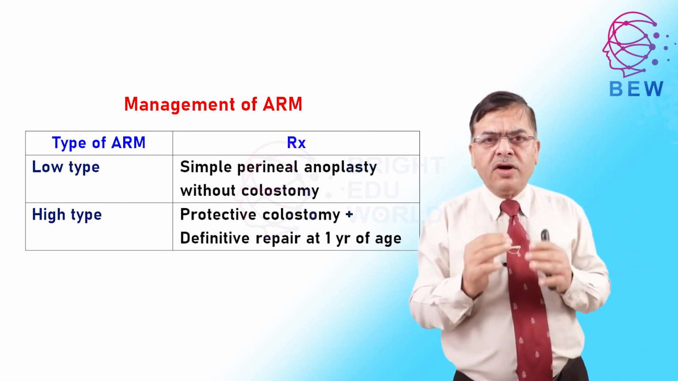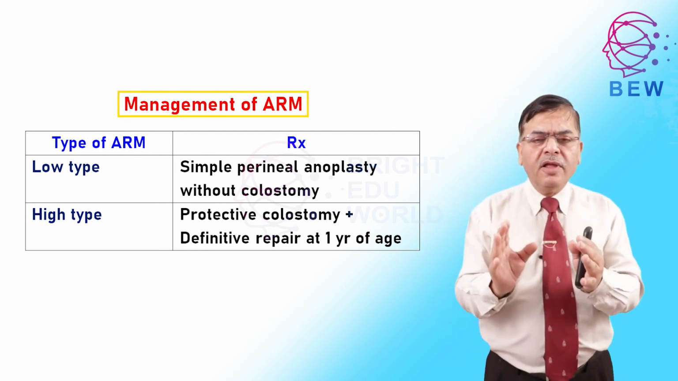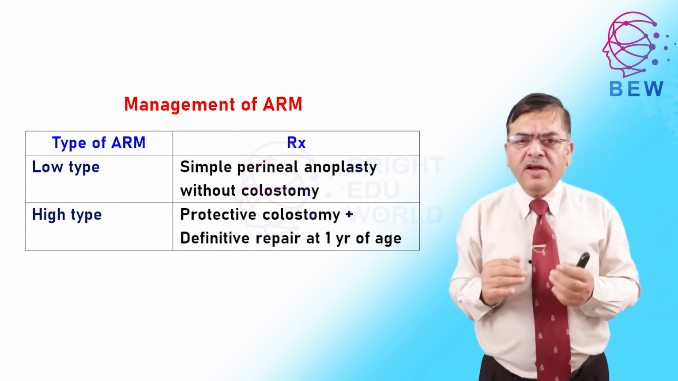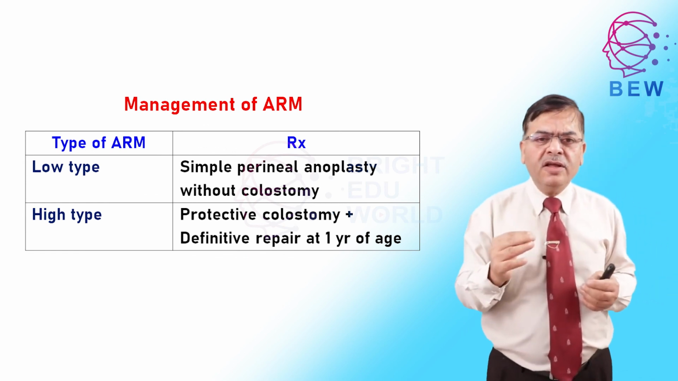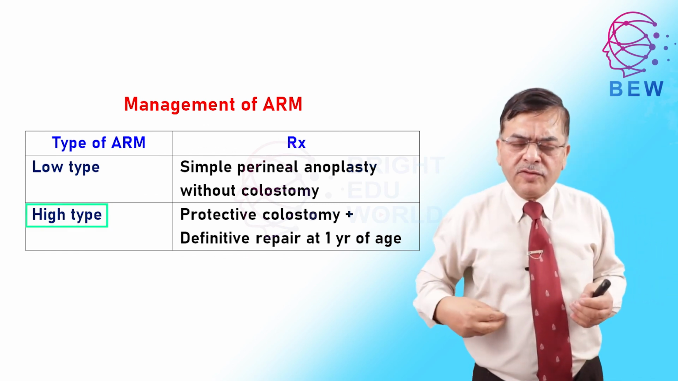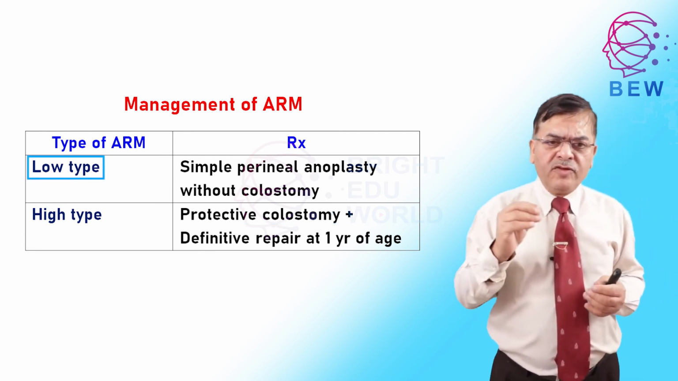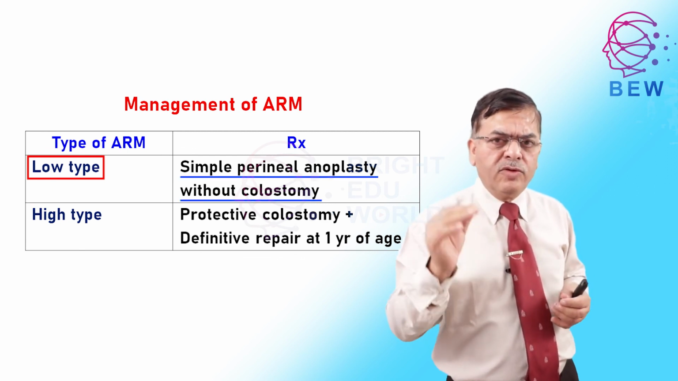So that is in short what ARM is and its immediate management, and later on of course definitive management will be done when the child grows up. But initially, if it is a high ARM, you have to do a colostomy. If it is a low ARM, with a perineal fistula, you can open up the fistula and the child should be able to pass meconium through that.